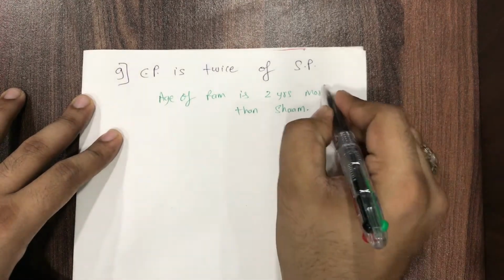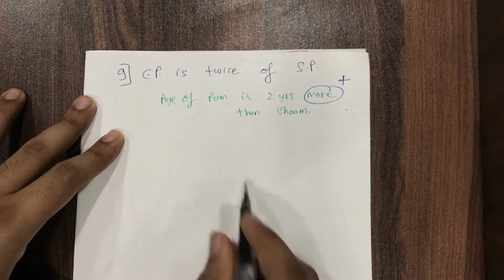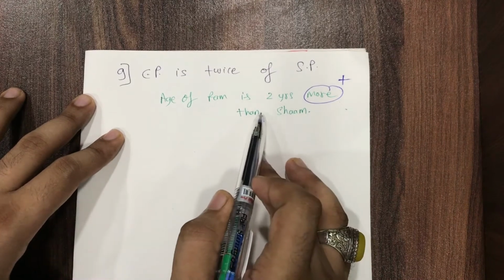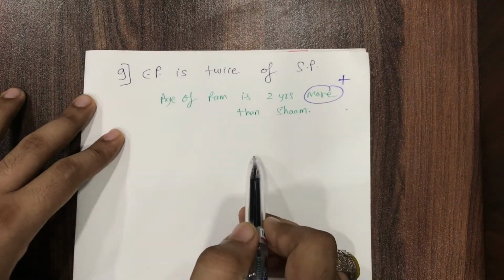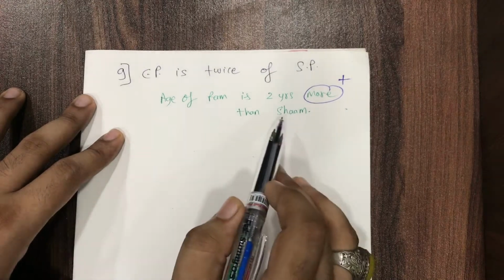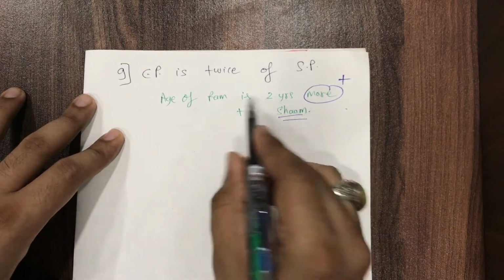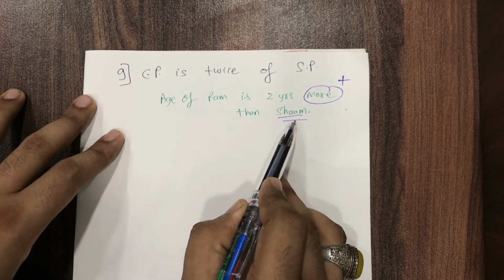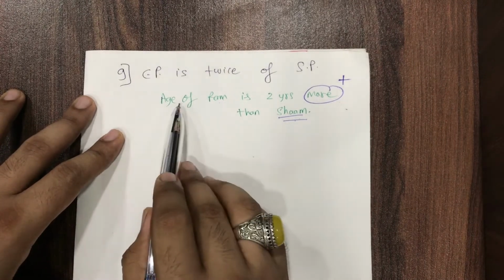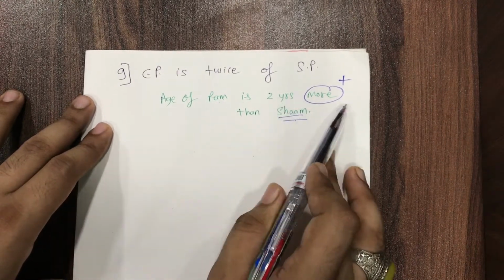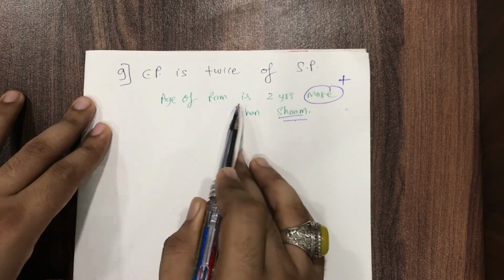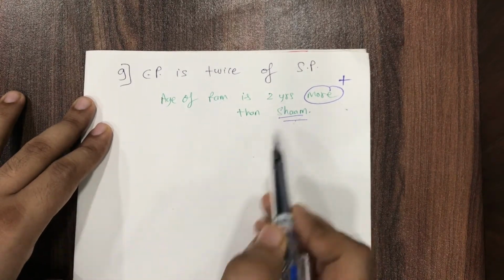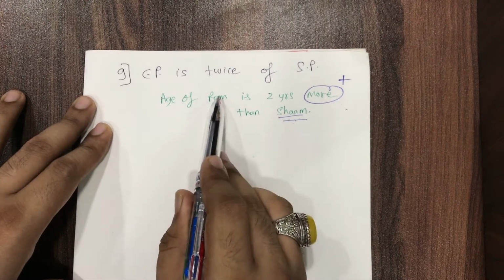Can I say here the word more means plus? Age of Ram is 2 years more than Sham. So Ram is elder than Sham by how many years? By 2 years. If we don't know the age of Sham, then we cannot get the age of Ram, because Ram की एज डिपेंड है शाम पर. अगर शाम की एज 10 years है तो राम होगा 12 years का. If Sham is of 50 years, so Ram will become 52 years.